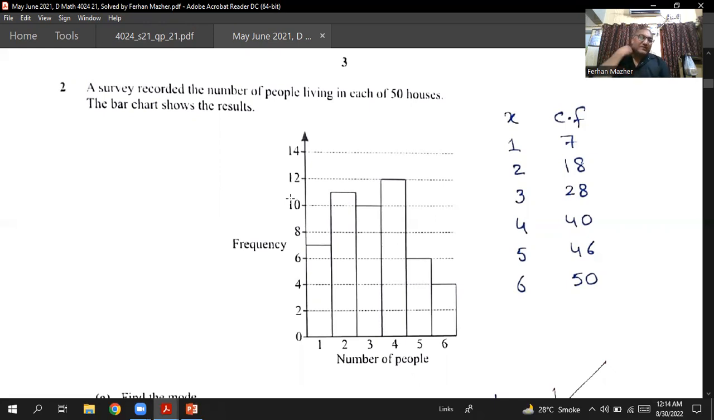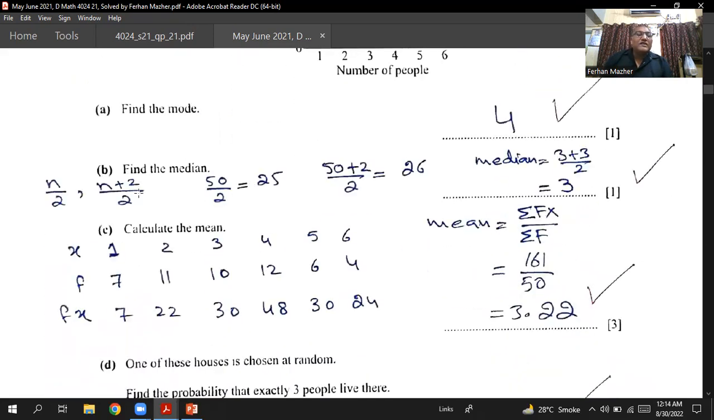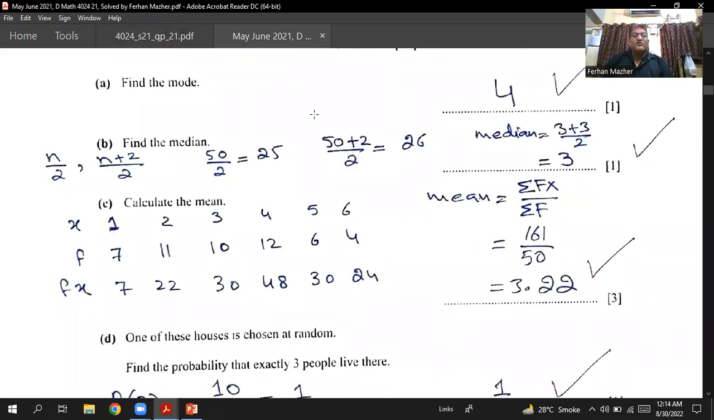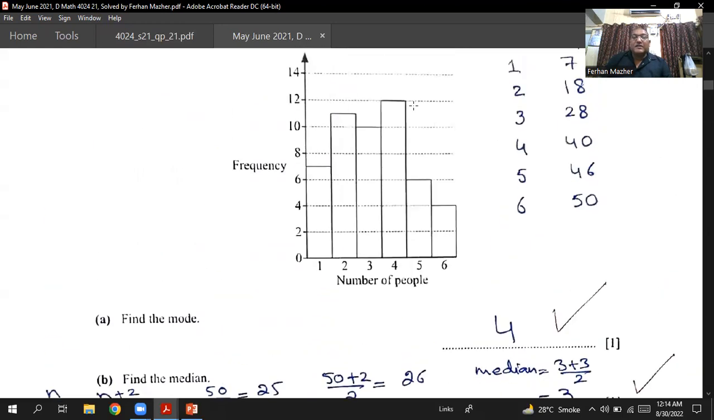Because the last number of the cumulative frequency is an even number, I will go with this formula, n by 2, to find the number which is in the middle of the data. We will go by n by 2 and n plus 2 by 2. So the n value is 50. So 50 by 2 will be 25, and 50 plus 2 by 2 will be 26. So we are looking for the 25th and the 26th number that is in the middle of the data.